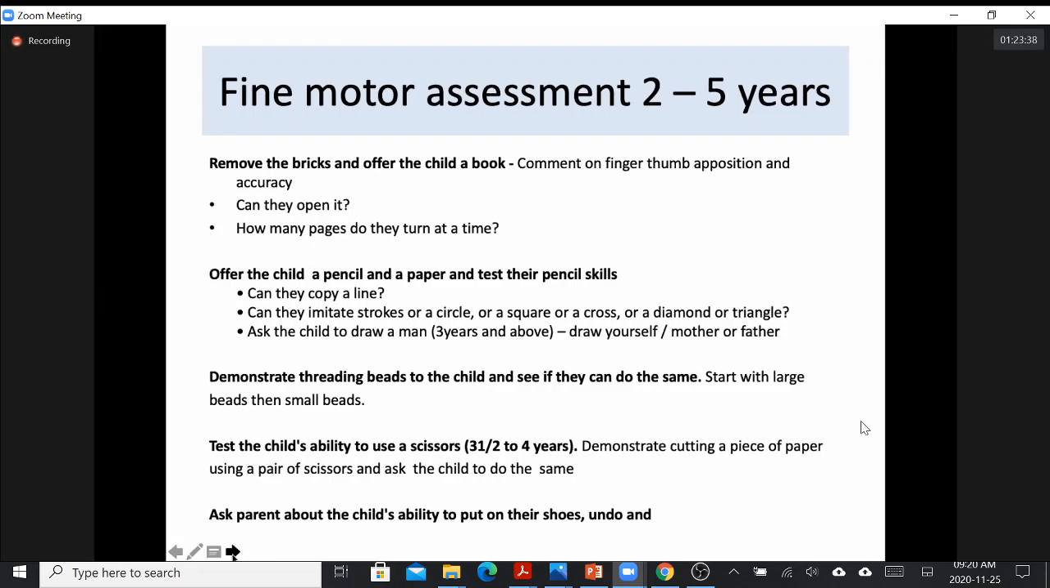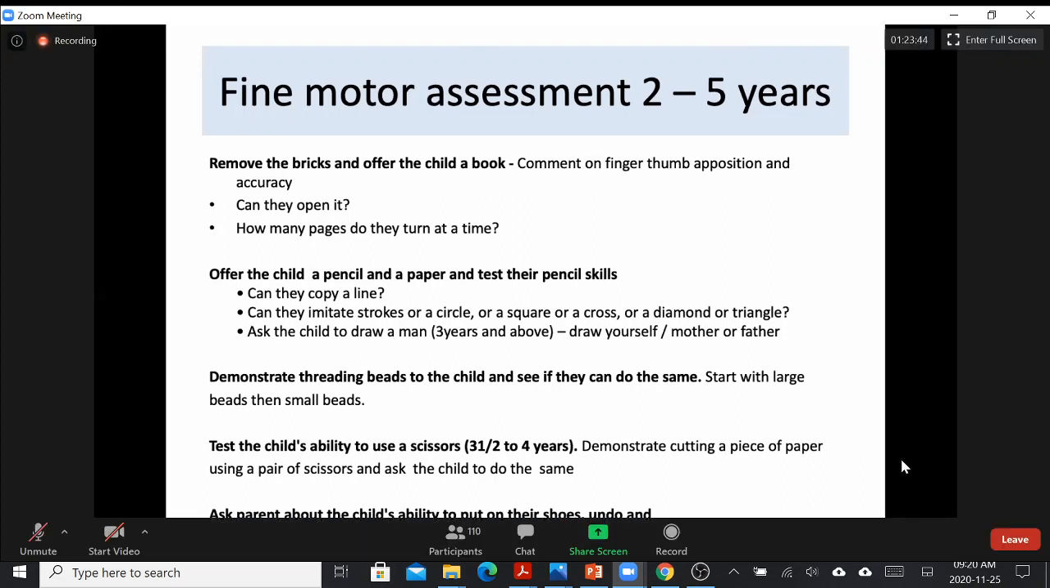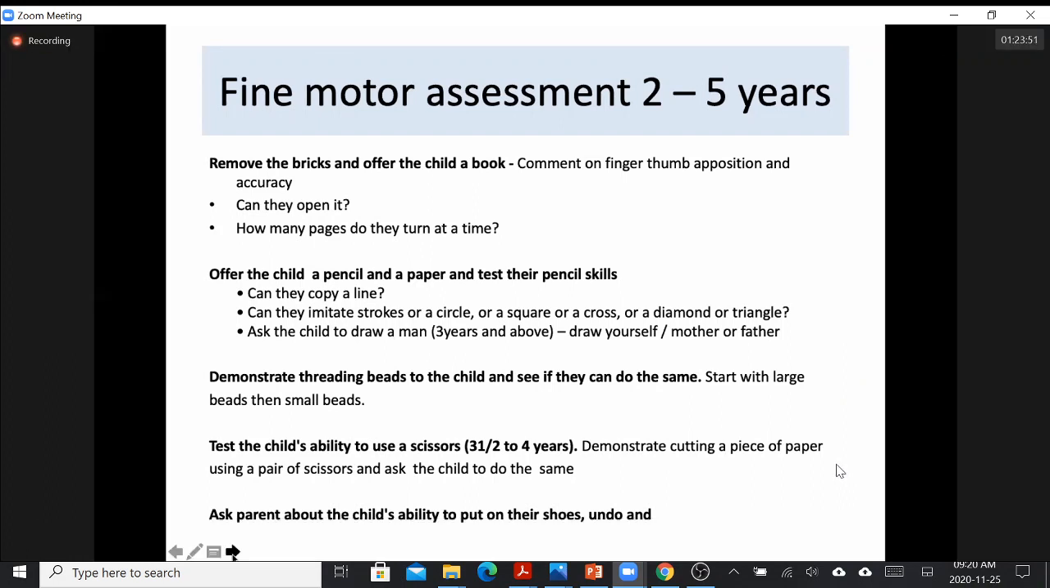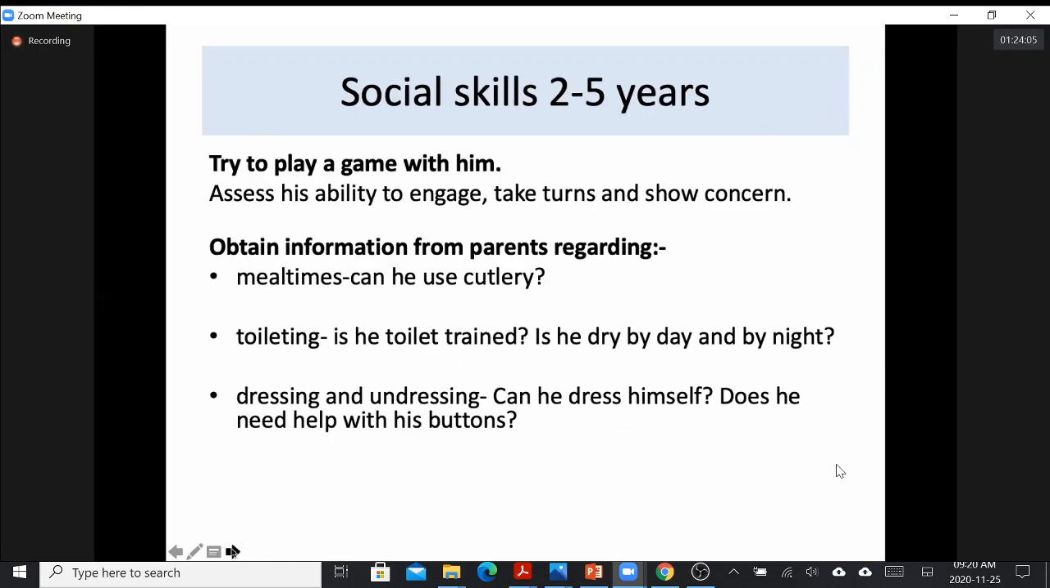And the older child, we can ask them to draw a man, we can demonstrate threading beads and offer the beads to the child for them to do it. We can test the child's ability to use scissors. So these are based on the normal development, right? Depending on what they can do, you have to offer them the next skill, to make sure we are doing age appropriate things. And we can also see whether they can tie their shoelaces, and so on and so forth.